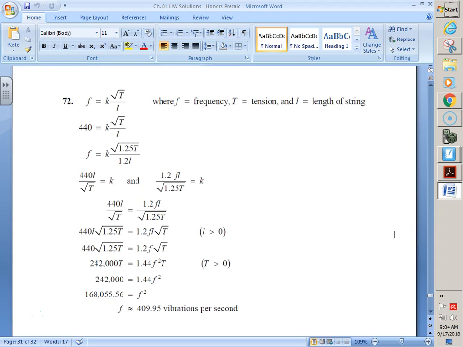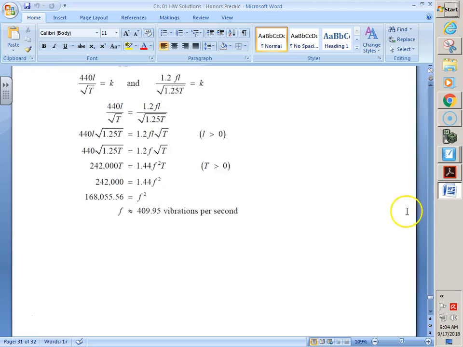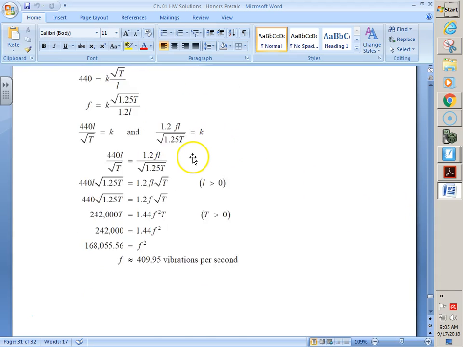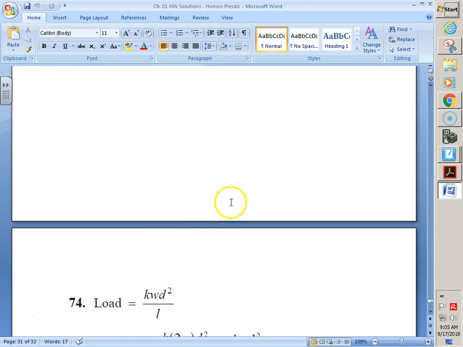But ultimately you do end up with 409.95, or if you'd done 3 decimal places, it'd be a little different. Vibrations per second as far as, isn't this the one plucking the string and making a note? I think it's that one. We'll get back to 72 because I'm almost positive some of you guys have questions on it, but I did want you to see the final answer of 409.95 and at least the beginning relationship in case you didn't get that.